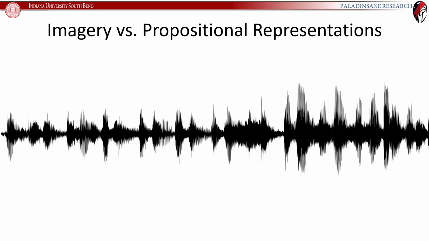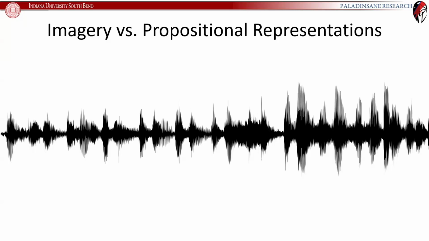So the peaks with further distance, those are lower notes. The peaks with closer distance between them, those are higher notes. The peaks that are actually taller, those are louder sounds. The peaks that are not as tall, those are softer sounds. So it preserves the structure of a sound wave, in this case, in a visual representation of it.